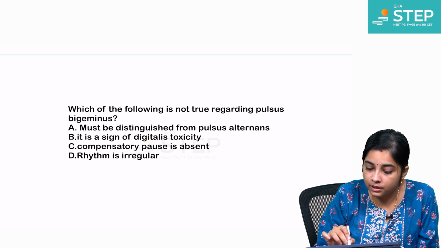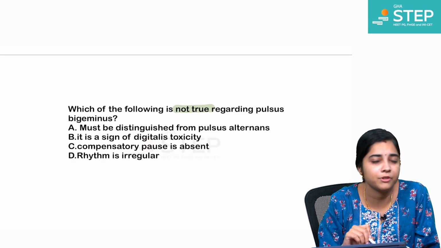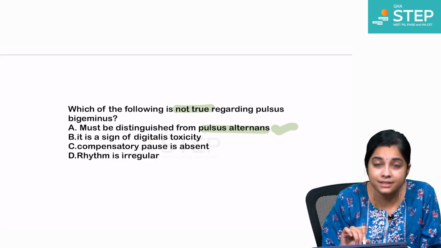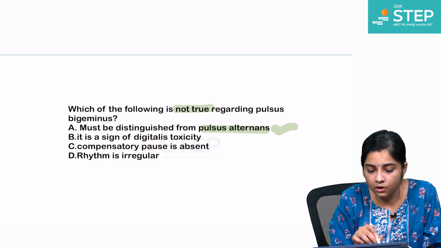So which of the following is not true regarding pulsus bigeminis? It has to be distinguished from pulsus alternans. Yes, it has to be distinguished. So this is correct. It's a sign of digitalis toxicity. Yes, it can be found in digitalis toxicity.